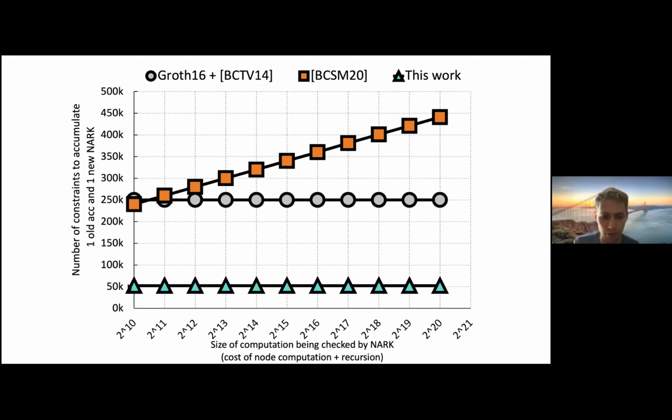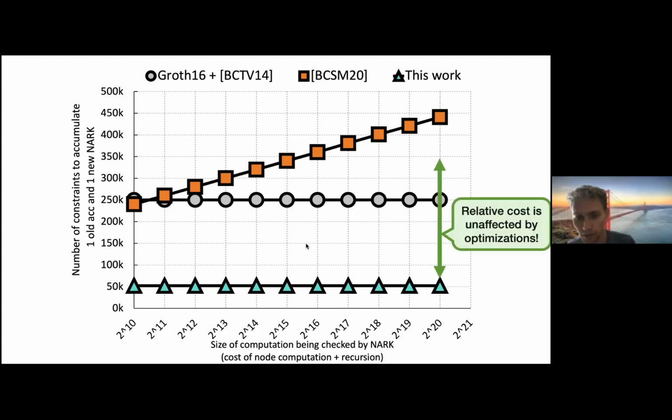The number of constraints is, I think, a factor of 5 smaller at least, or even more. I think there's still a lot of room for optimizations, making the circuit even smaller. This is measuring the number of constraints to accumulate one old accumulator and one new NARK. This is really what people care about, because the more constraints you have, the more expensive your prover is, the heavier the hardware, and this directly translates into prover runtime.